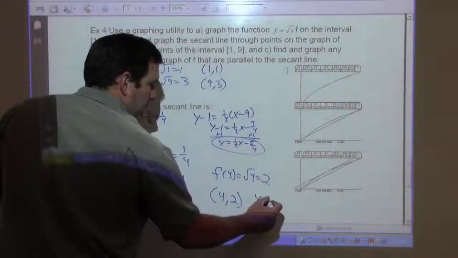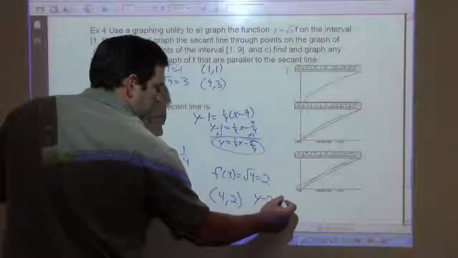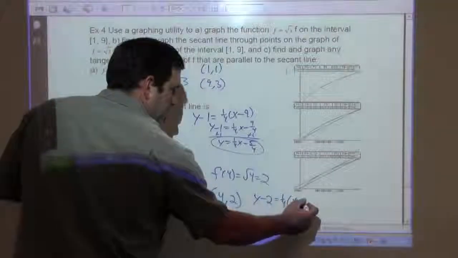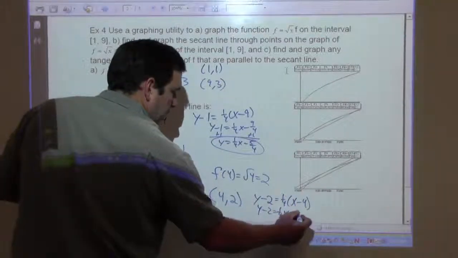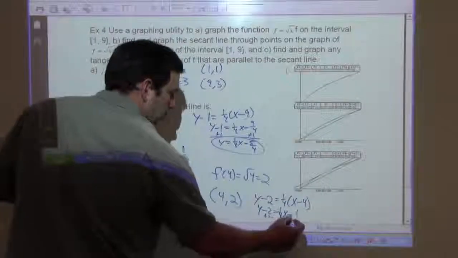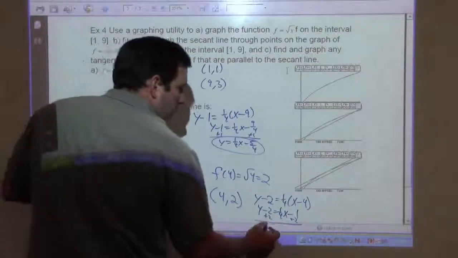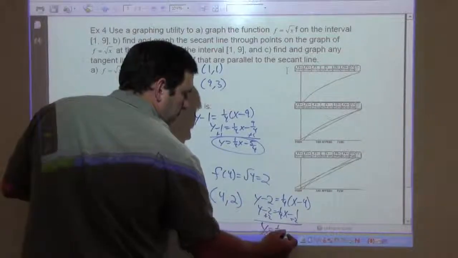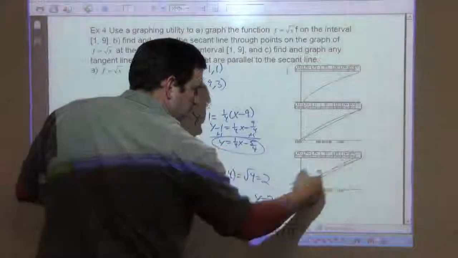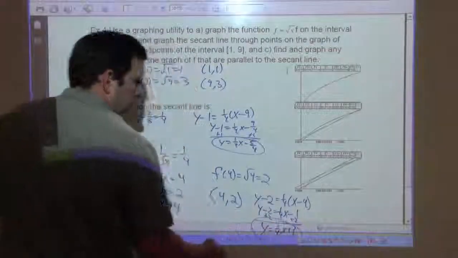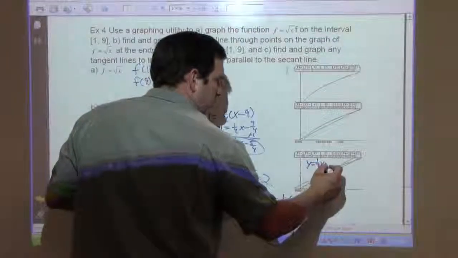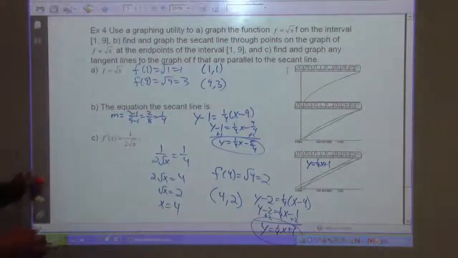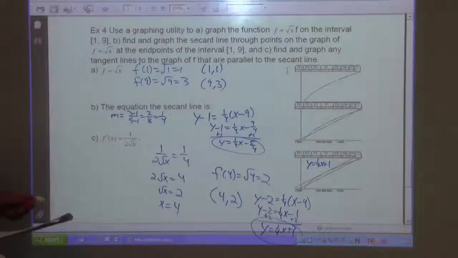So if we did y minus 2 equals 1/4 times x minus 4, we have y minus 2 equals 1/4 x minus 1. Adding 2 to both sides, y equals 1/4 x plus 1. That's this equation right here. And that'll do it for this section.